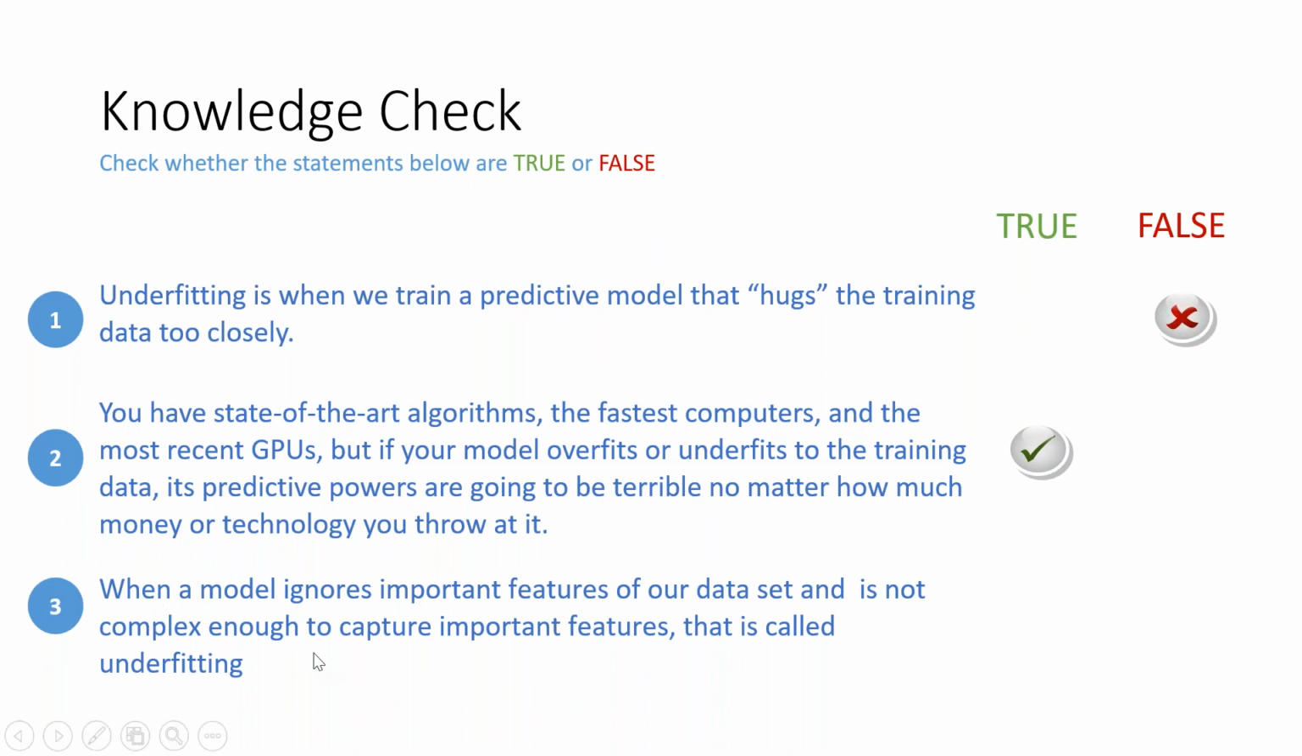Then the third statement, I'll read it for you. When a model ignores important features of our data set and is not complex enough to capture important features, that is called underfitting.